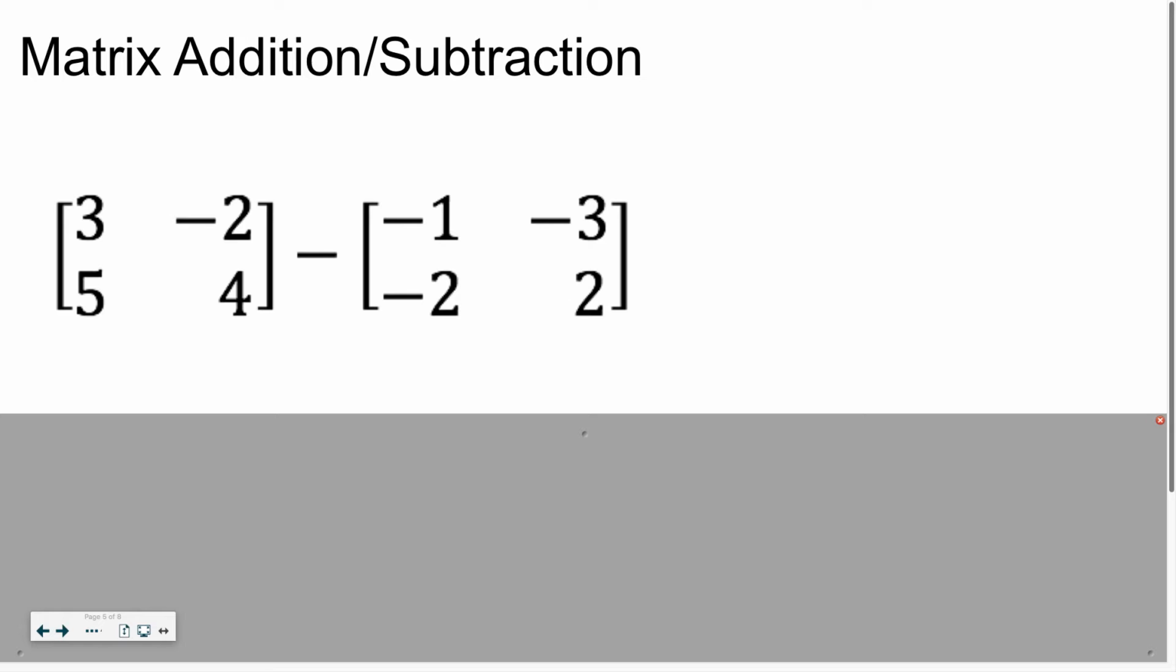Next up, we're going to talk about adding and subtracting matrices. And I've got two square 2 by 2 matrices right here. If you want to put them into your notebook, first matrix, row 1 is 3, -2. Second row is 5, 4. And then you're subtracting. Second matrix, top row is -1, -3. Bottom row is -2, 2.